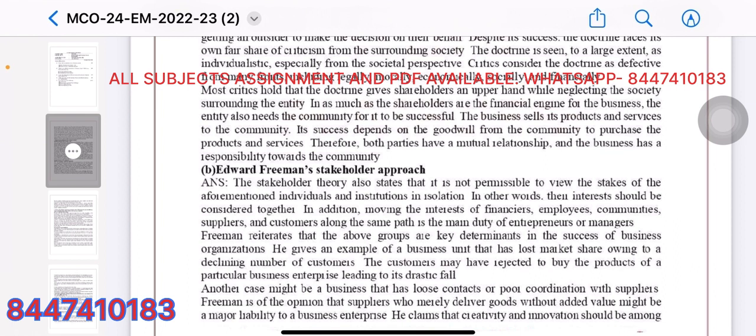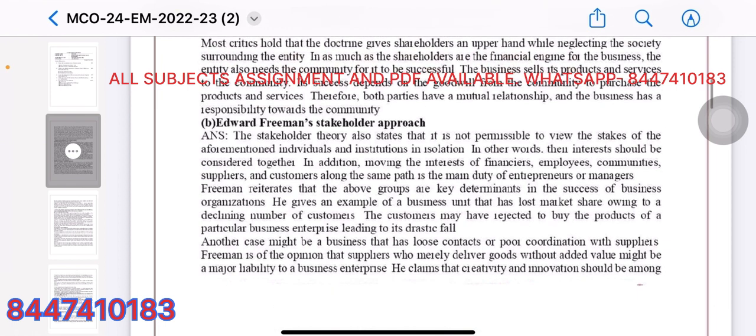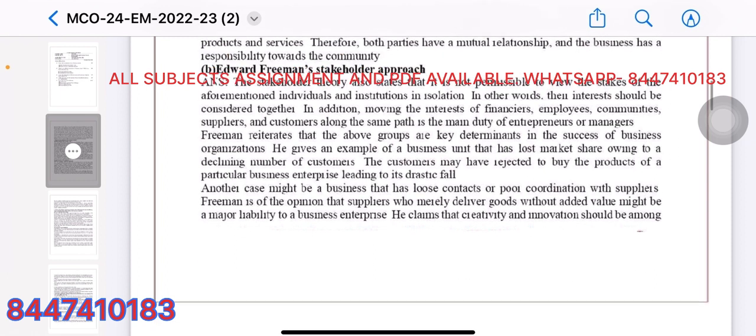Freeman reiterates that the above groups are key determinants in the success of a business organization. He gave an example of a business unit that has lost market share owing to a declining number of customers. The customer may have rejected buying the product of a particular business enterprise, leading to its drastic fall. Another case might be a business that has loose contact or poor coordination with suppliers. Freeman is of the opinion that suppliers who merely deliver goods without added value might be a major liability to a business enterprise.